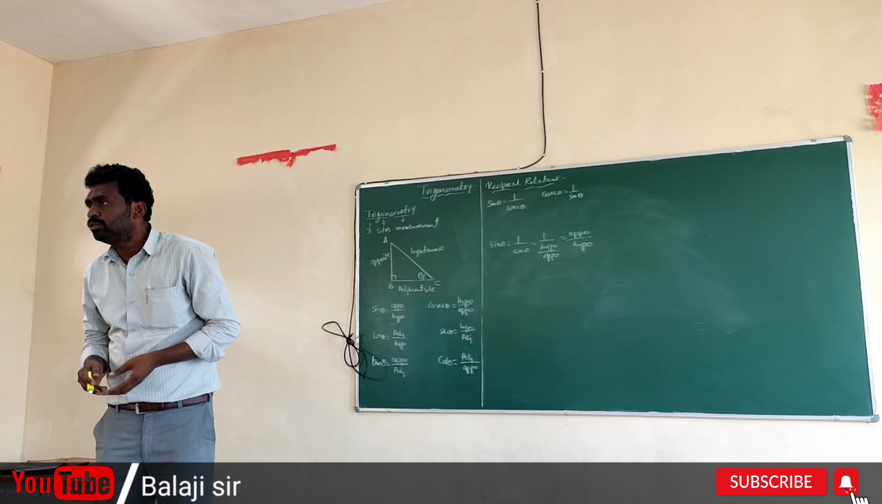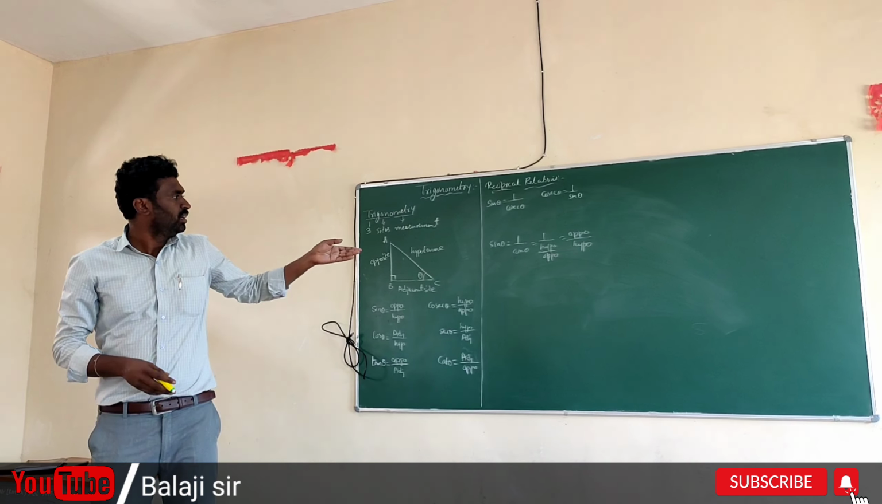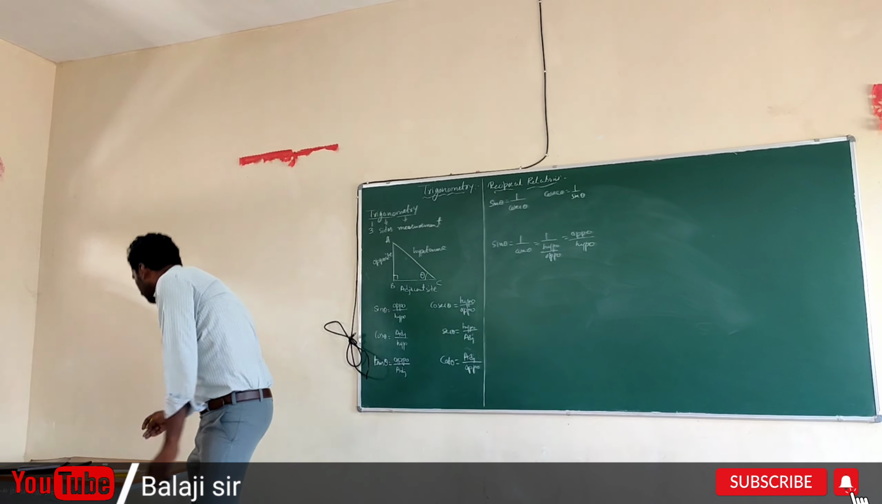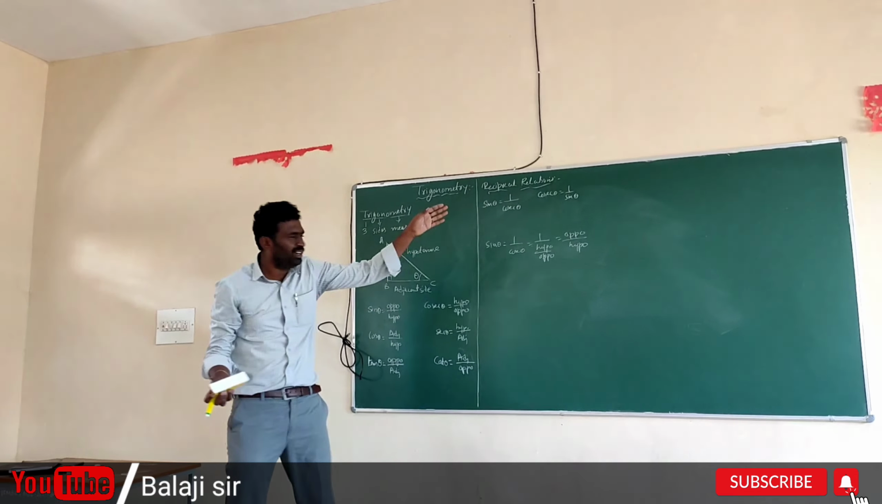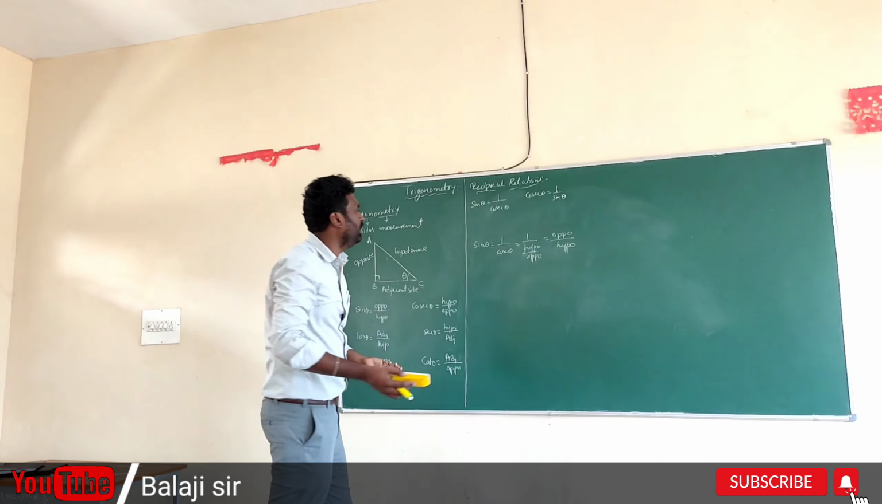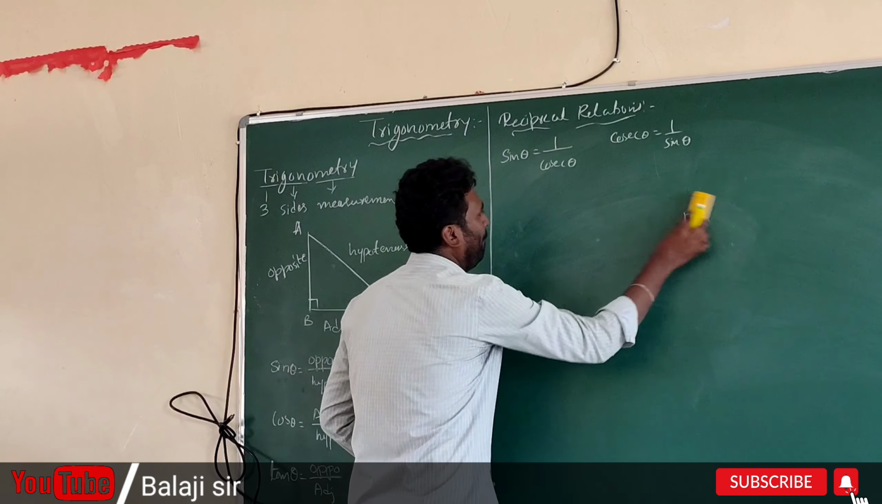Yes or no? Yes. So we have to prove that 1 by cosec is nothing but again sine. In this way you can come to know why sine is 1 by cosec. Whether you got it or not? Yes, sir. Okay. Is there any need to prove all the rest of the reciprocal relations? No, sir. I'm going to accept directly, right?